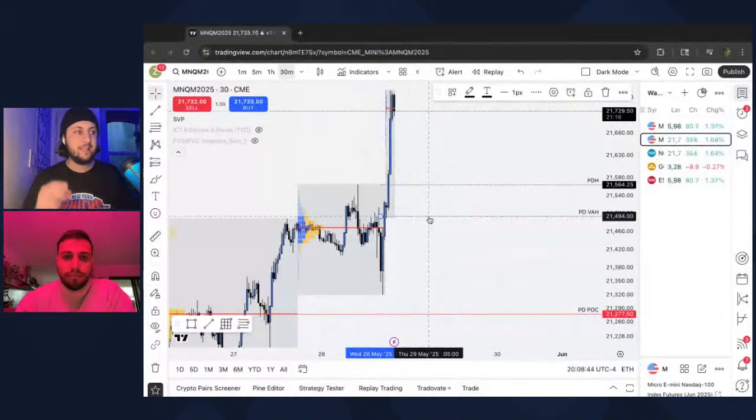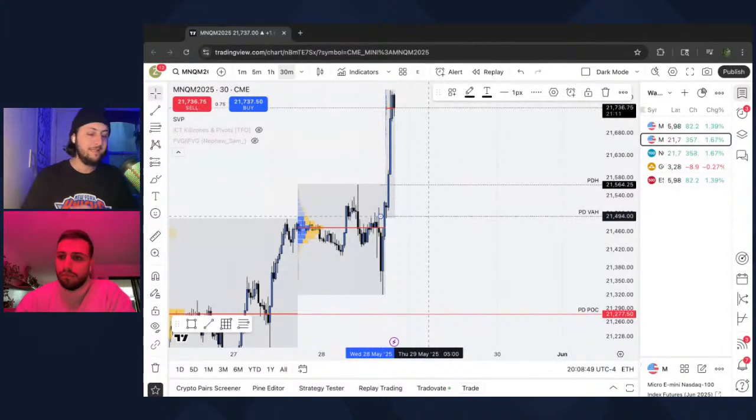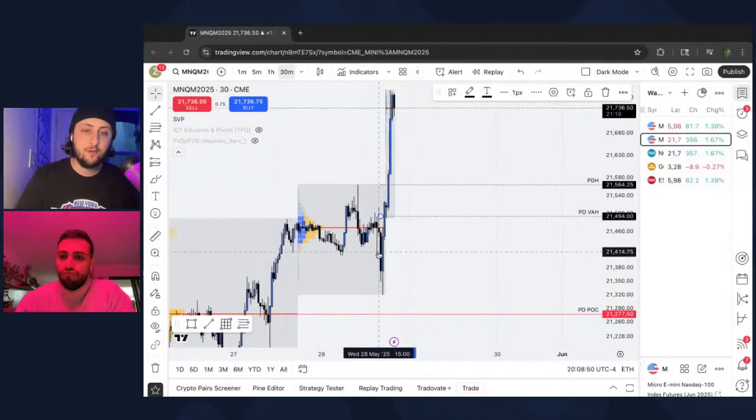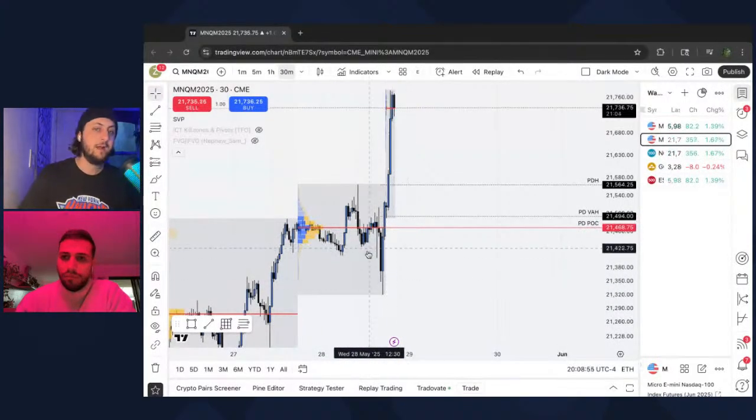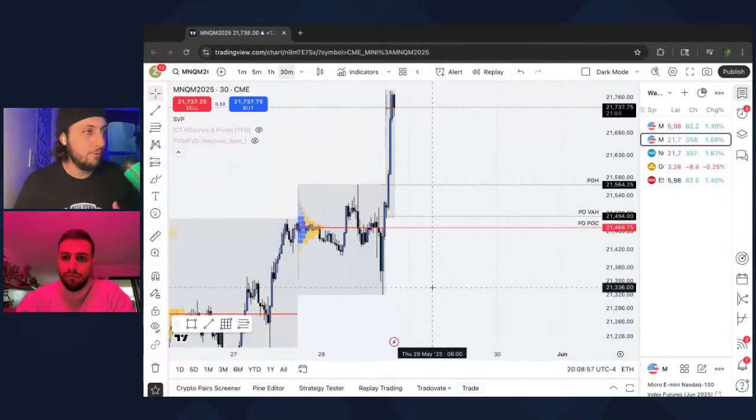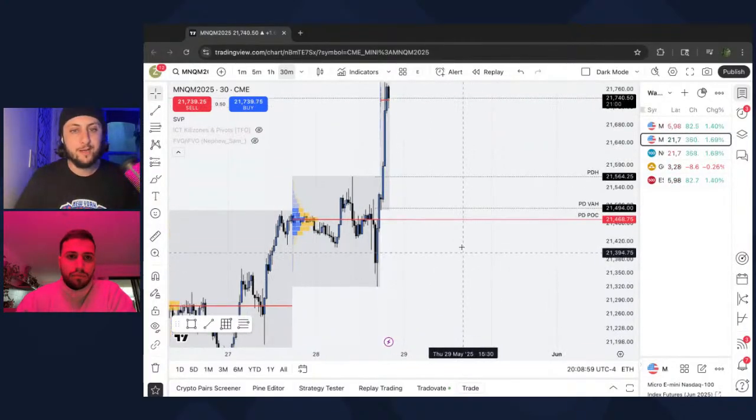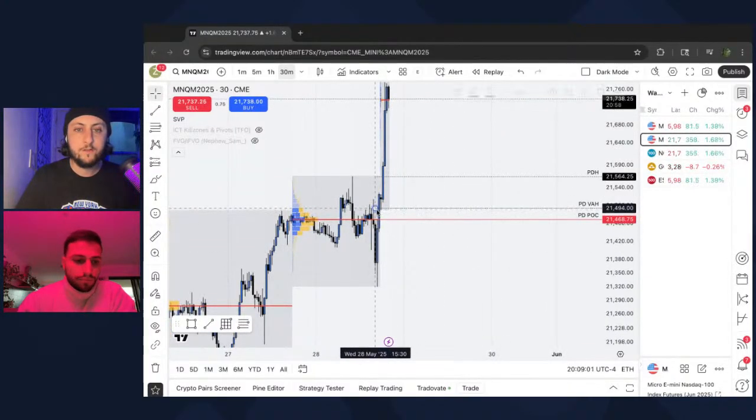I have noticed that sometimes the levels can differ a little bit if you're on a 30-minute or a 5-minute. And I've just noticed I get the most accurate levels on the 30-minute. So that's always a question people ask me: what time frame should I mark my volume profile levels? The 30-minute time frame.